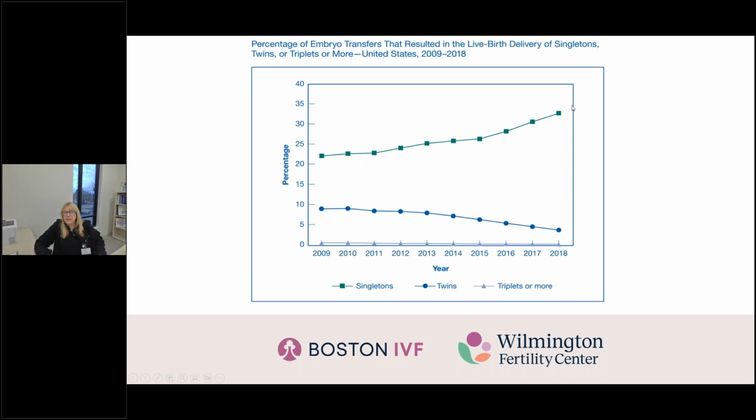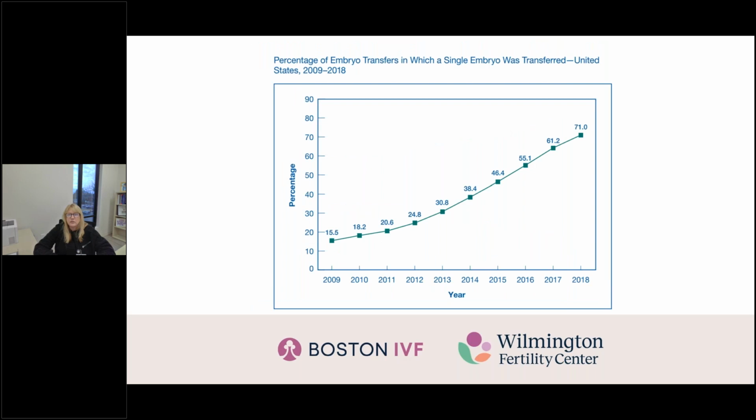This is data from the CDC. This is public information. The IVF programs report their data to the CDC each year. And if you look over time, the number in green is the number of singleton live births, whereas in the circles is twin pregnancies, and then down the bottom is triplet pregnancies. So over time, the number of singleton births with IVF has been increasing. And we think this is largely due to the increased number of single embryo transfers.